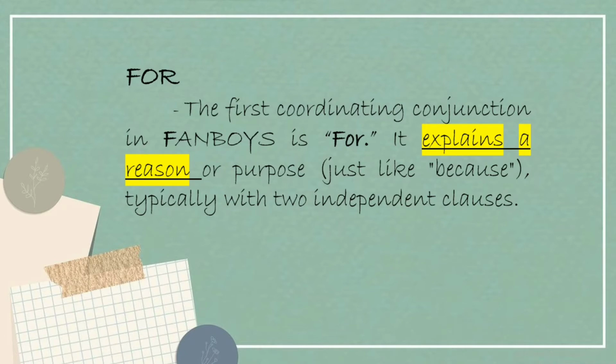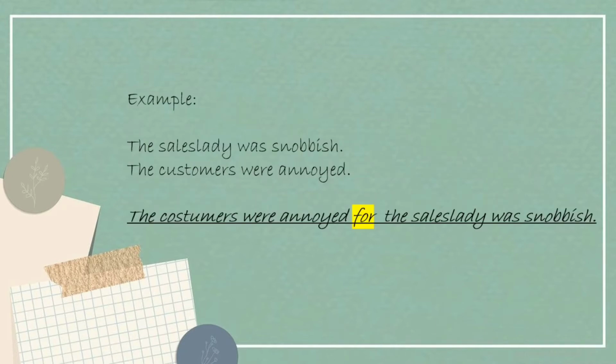Okay, so it is like an alternate for the word because. Another example: the customers were annoyed for the sales lady was snobbish. So there, after the word for is the reason for the first sentence that it connects.